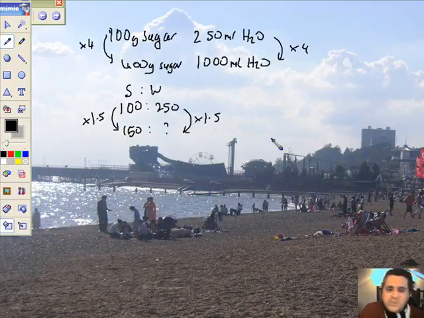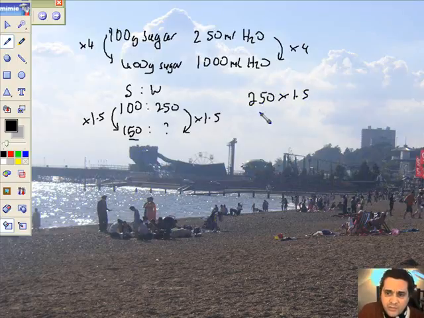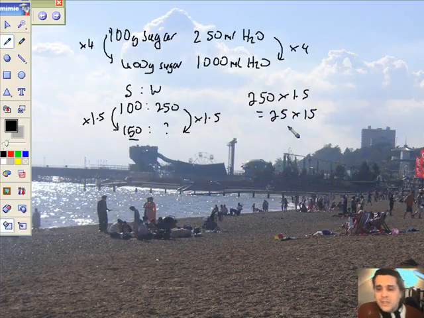Now, had the numbers been more difficult, I would have done a little bit more mathematical gymnastics with it, but I can see it's times 1.5, so 1.5 times 25. We're about to do this right now and work out how much water should be mixed with this much sugar. So 250 times 1.5 is just like saying 25 times 15, just manipulating the decimal point there. So off we go.